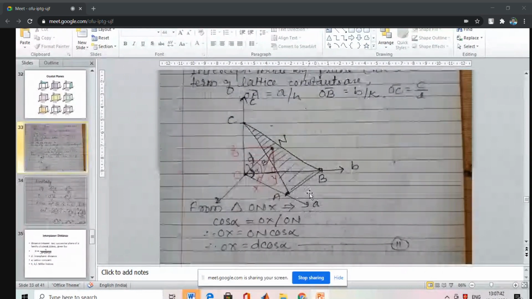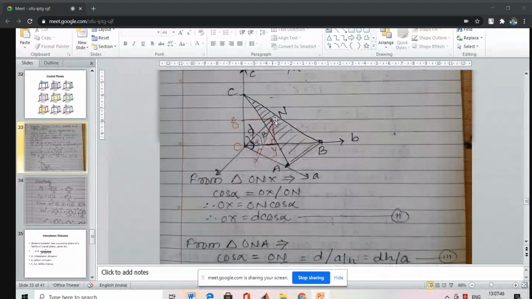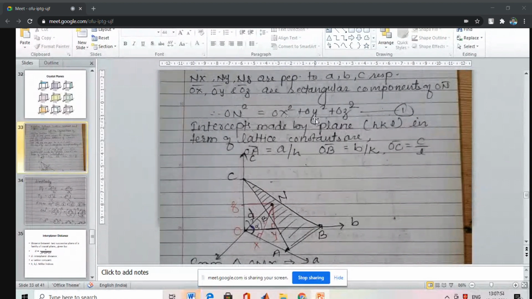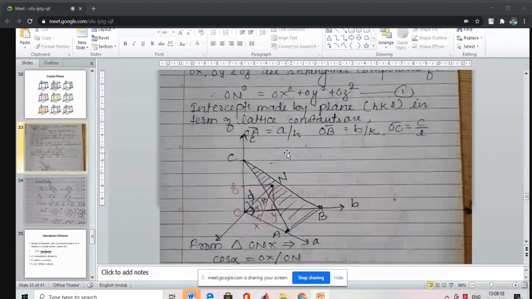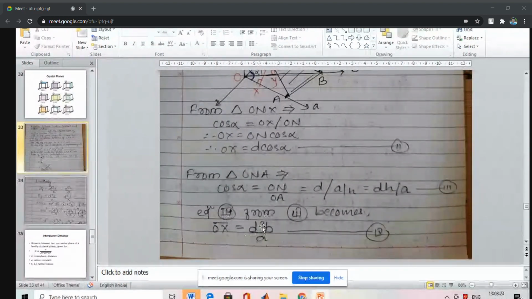So here, what we are doing, we are calculating the ON, which is the interplanar spacing, and it is given by ON square is equal to OX square plus OY square plus OZ square. We have assumed that ON is the D, that is interplanar spacing. Then OX, OY and OZ are the intercepts made by this plane on the crystallographic axes A, B, C respectively. So we are calculating OX, OY and OZ. We were at OX, from geometry of the diagram we came here, OX we got d square h by a.